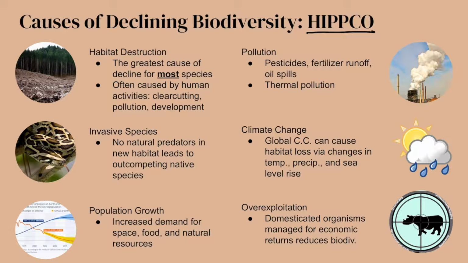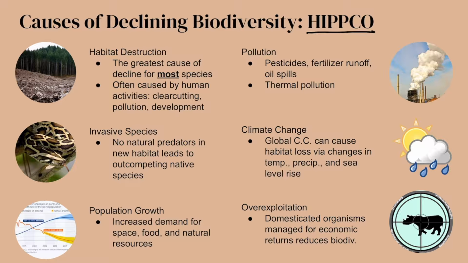Pollution is a huge cause of declining biodiversity. We have pesticides and fertilizer runoff from agricultural areas that impact species. We have oil spills, and thermal pollution is something that we'll talk about in a later unit, but that's basically when you're adding heat or hot water to an environment, and that causes organisms that live there to be negatively impacted because organisms have a very specific range of conditions that they can survive in.